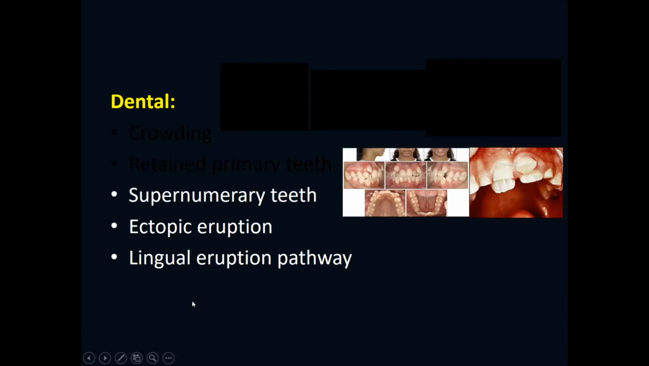Moving on, in a similar way as the retained primary teeth and crowding do not allow the upper incisors to come to their proper position, supernumerary teeth could cause the upper incisors to erupt palatally. In a similar way, an ectopic eruption or a lingual eruptive pathway could be the etiology of the anterior crossbite.